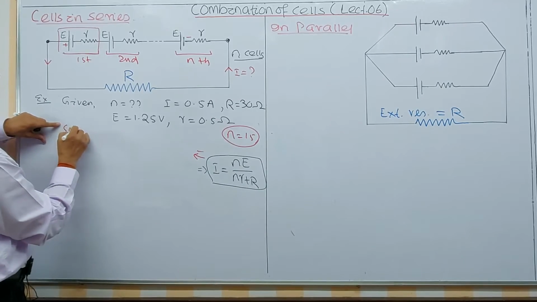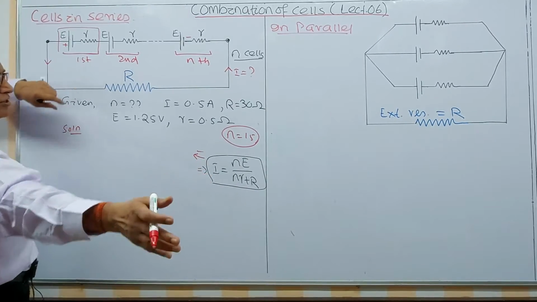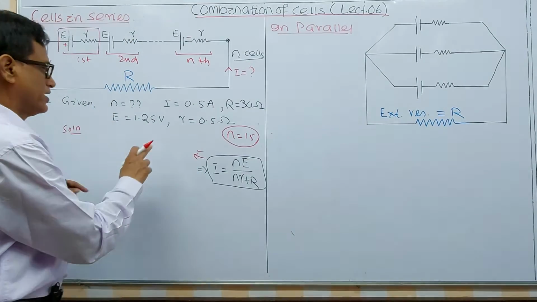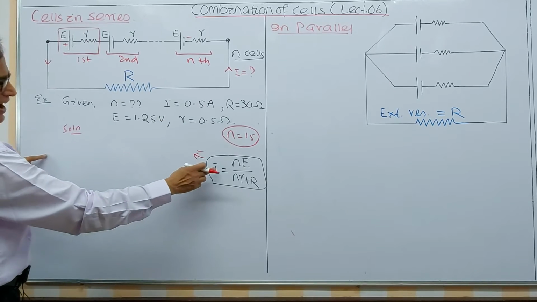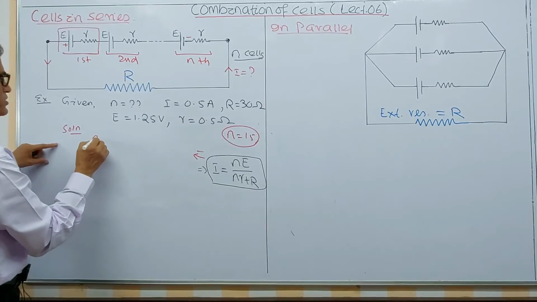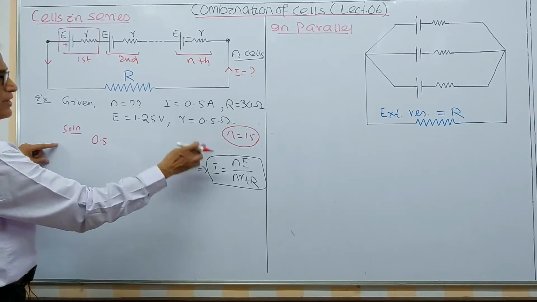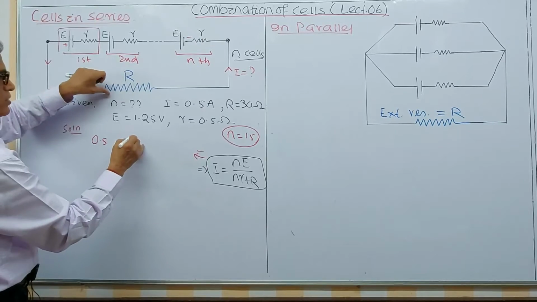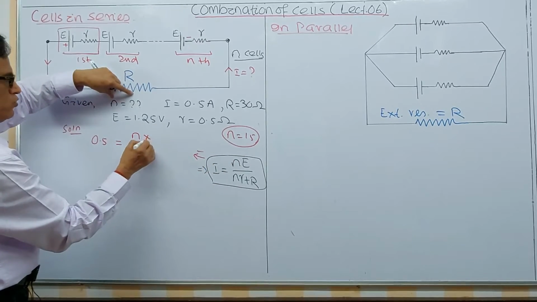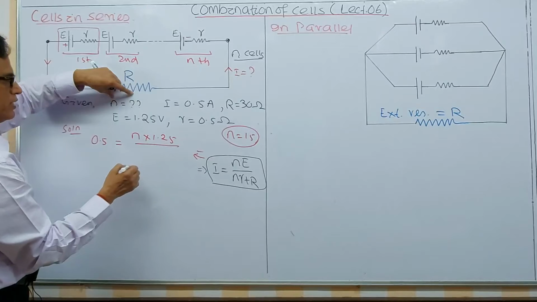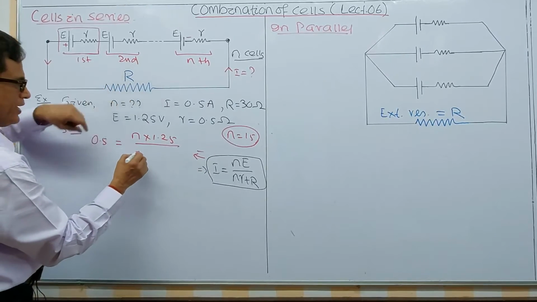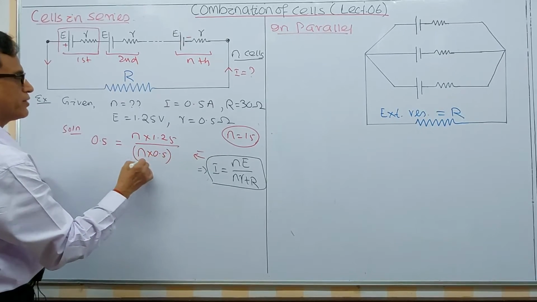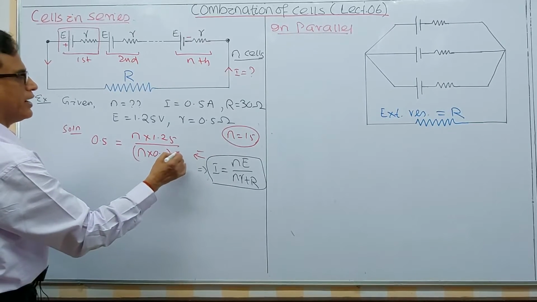Now in the solution only you can apply the formula. If you know the mathematical multiplication and division, I think you can get the result very easily. Here you can see I is given. You see, one question, minimum how to solve it. 0.5 is I, all are given in SI units, equals N, which we do not know, into 1.25, and here N we do not know, into R, 0.5, plus R is 30.